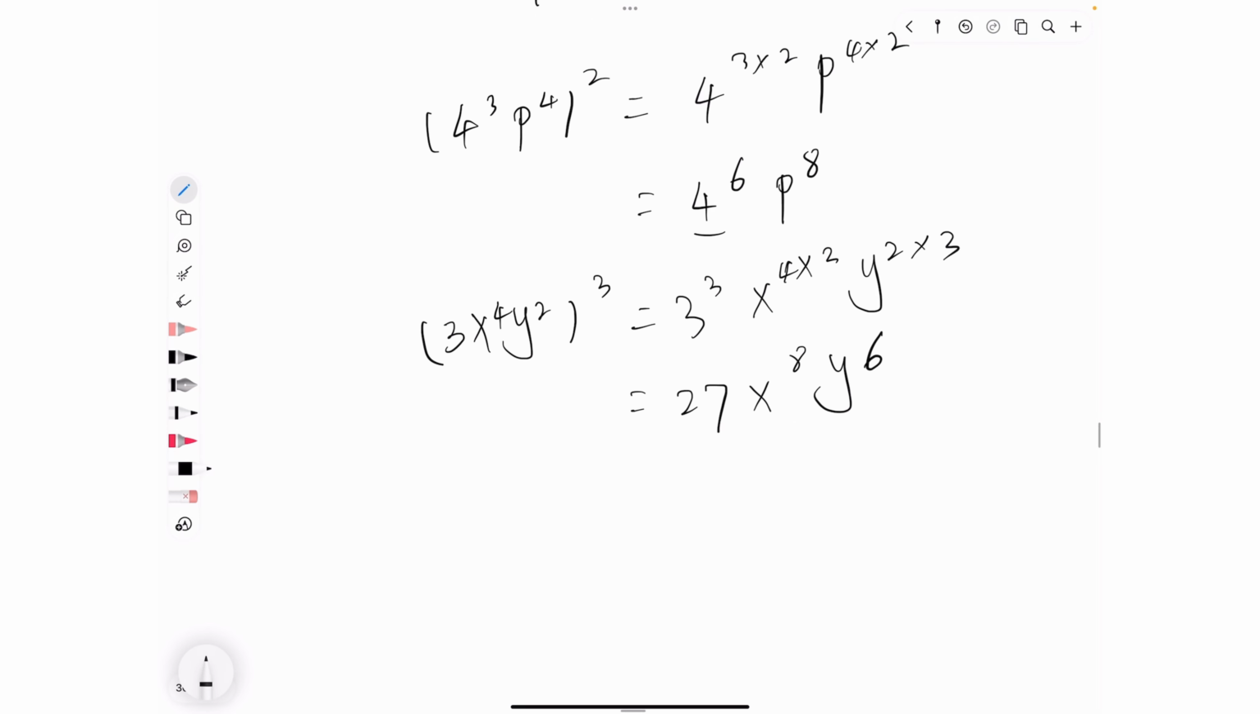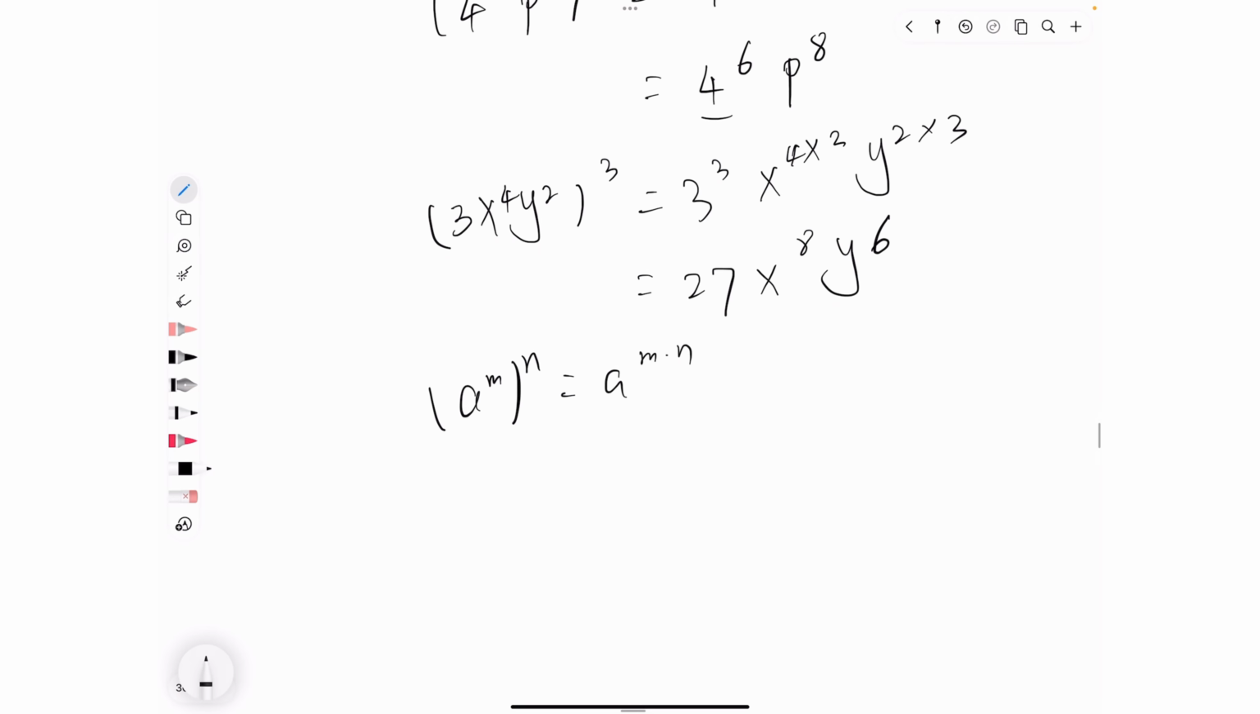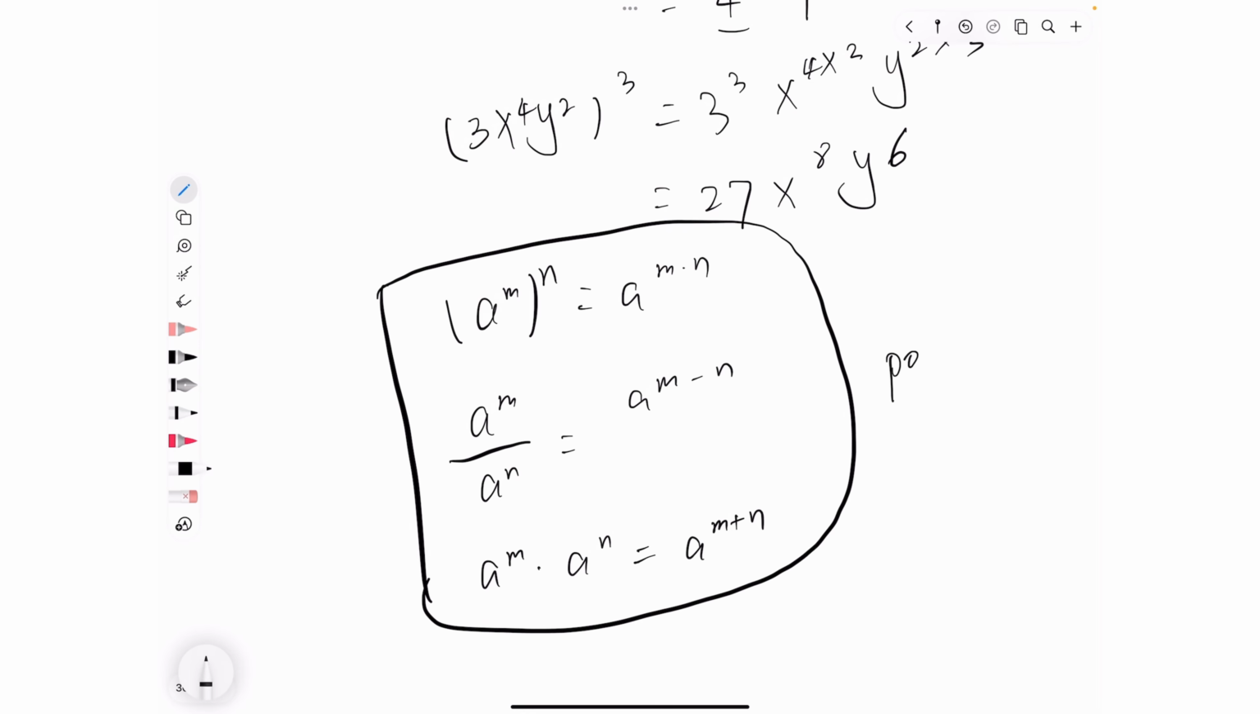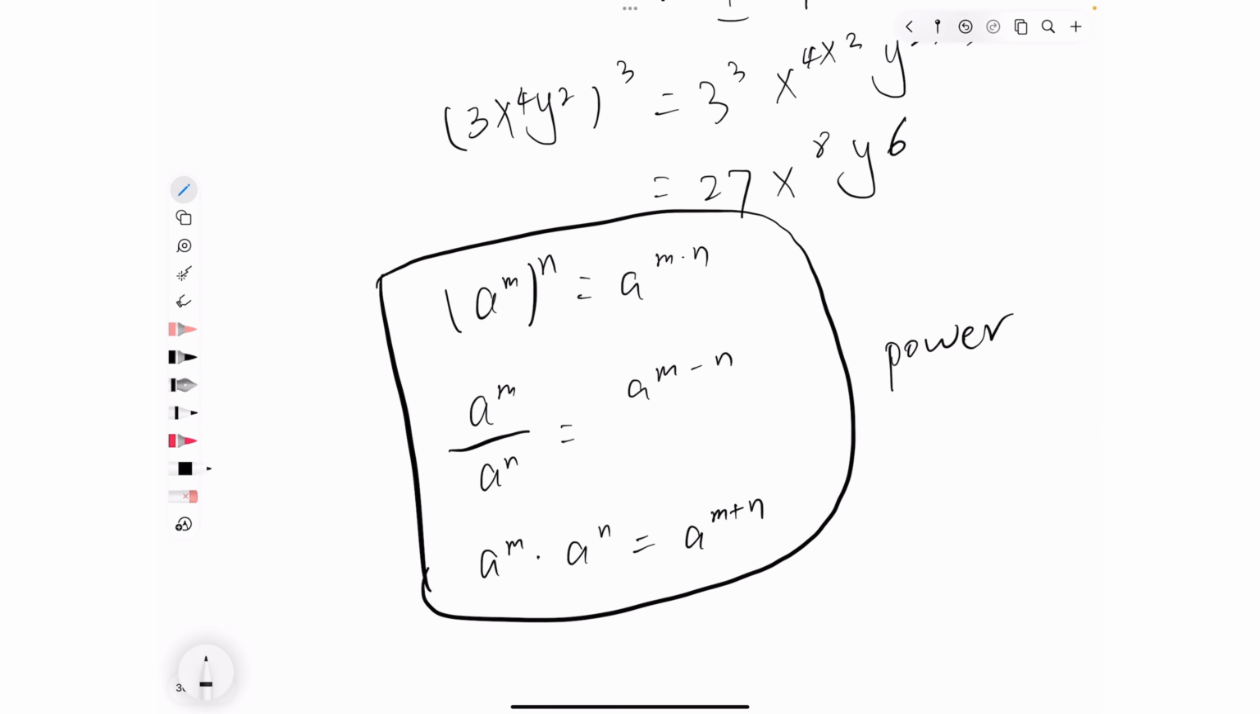Okay, so the general form again, it's a to the m, to the n equals a to the m times n. If we have a to the m divided by a to the n equals a to the m minus n. If we have a to the m times a to the n, multiplication, that will be a to the m plus n. That's how we deal with powers. Okay, this is everything for this video. Thank you for watching.